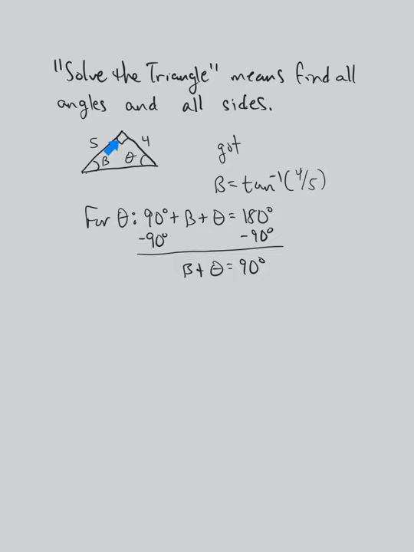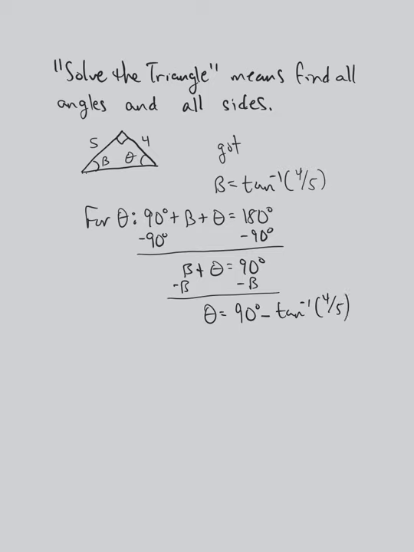Whenever you're dealing with right angles, the other two angles have to add up to 90 degrees. We've mentioned that before. The other two angles are complementary. So to get theta, I could subtract beta from both sides. Remember that we know what it is. And so we have theta is equal to 90 degrees minus beta, but what is beta? It's the inverse tangent of 4/5.